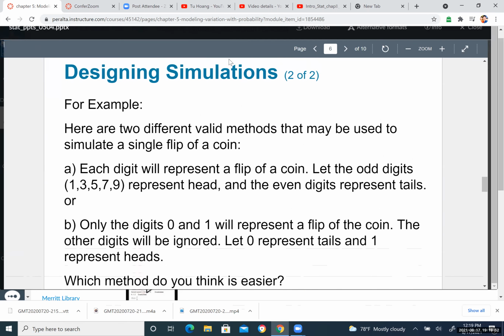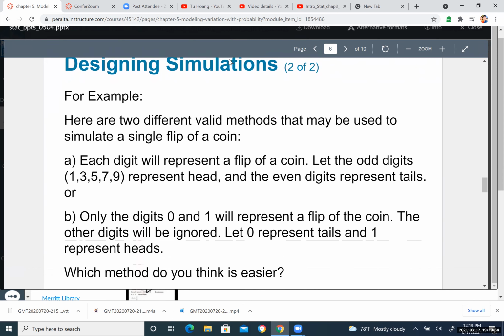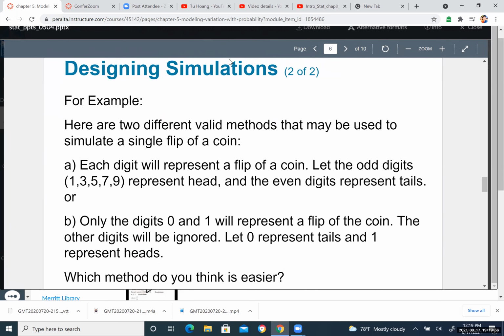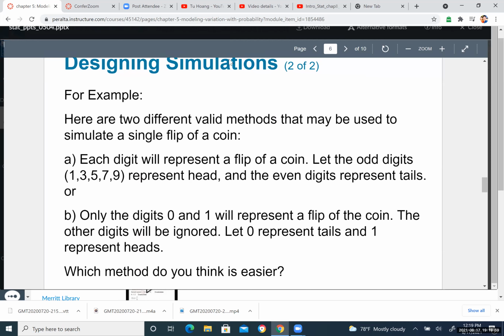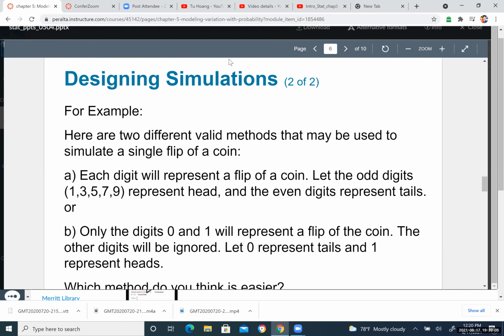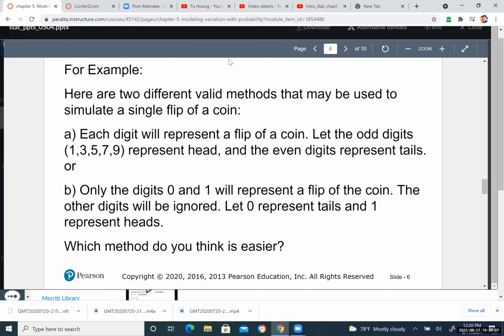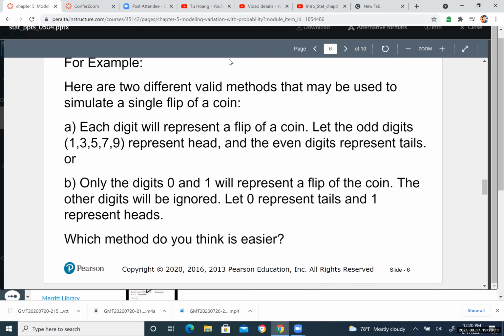Here are two examples. They look kind of the same, the same situation, but they're using different forms. So we call this designing a simulation. Here is the example: two different valid methods that may be used to simulate a single flip of a coin.